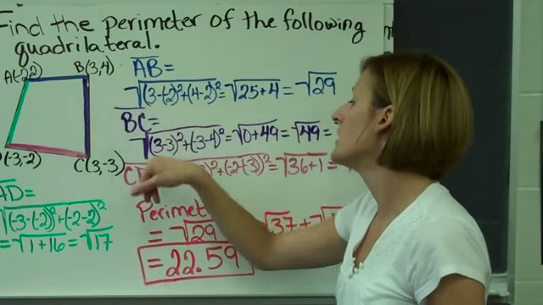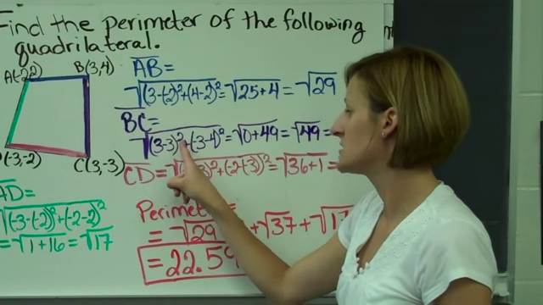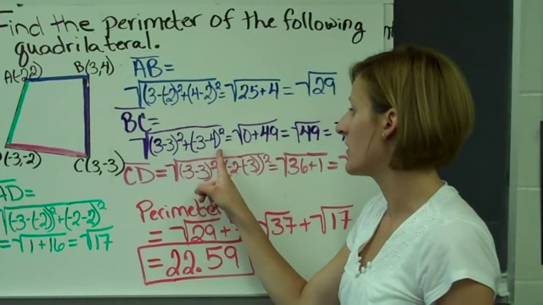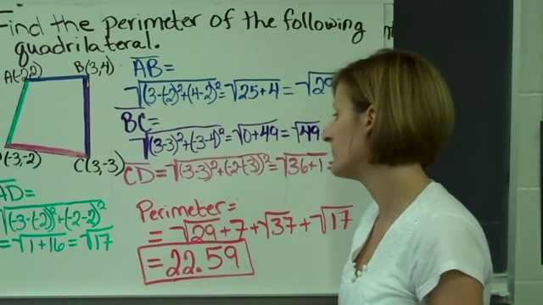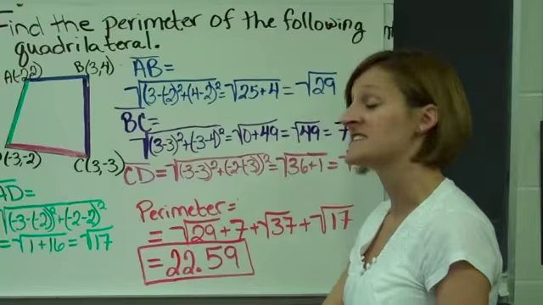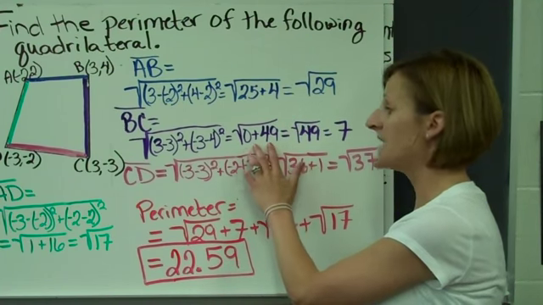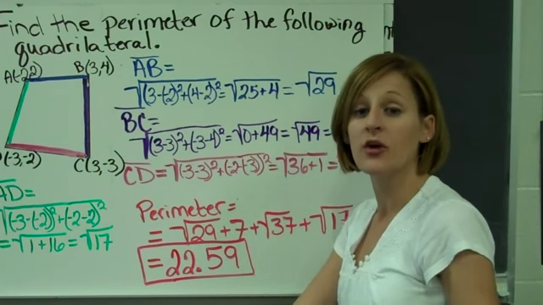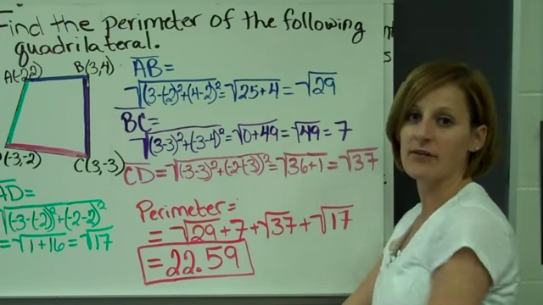Alright, from B to C, so this is going to be my point 2, this is going to be point 1. So I do 3 minus 3, square it, and then negative 3 minus 4, and square that. 3 minus 3 is 0, 0 squared, still 0. Negative 3 minus 4 is going to give me a negative 7. Negative 7 squared is a positive 49. Add 0 and 49 together, we still get 49. And we know 49 is a perfect square, so take the square root of that to get 7.